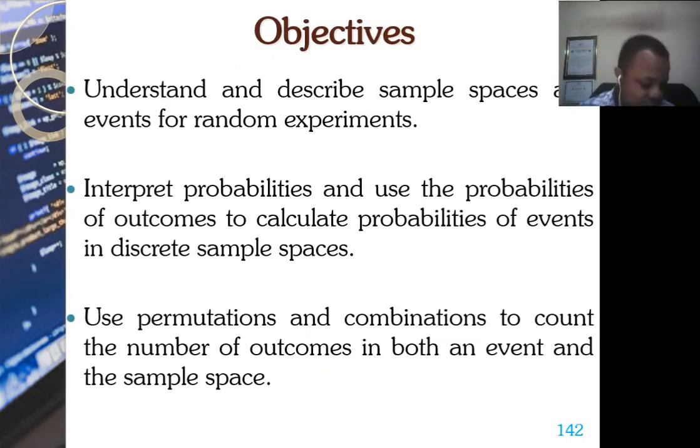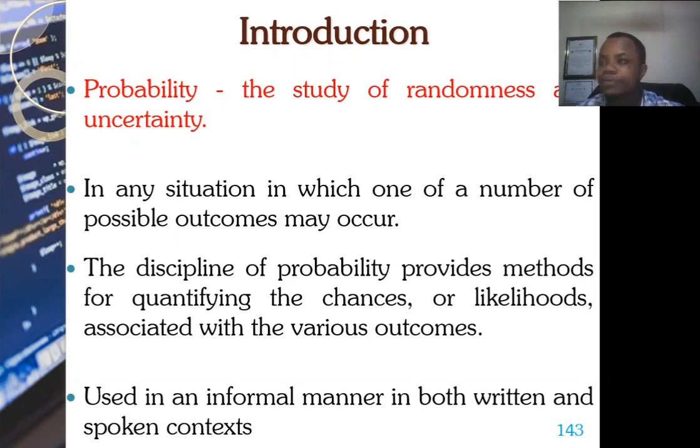So let's look at the objective of this chapter. We are going to see how to understand and describe what we term as sample space and events for random experiments. We are also going to interpret probabilities and use them to calculate some interesting events in terms of discrete sample spaces. We also look at permutations and combinations, how to use them to count the number of outcomes in both events and sample spaces. We are going to look at these as well.